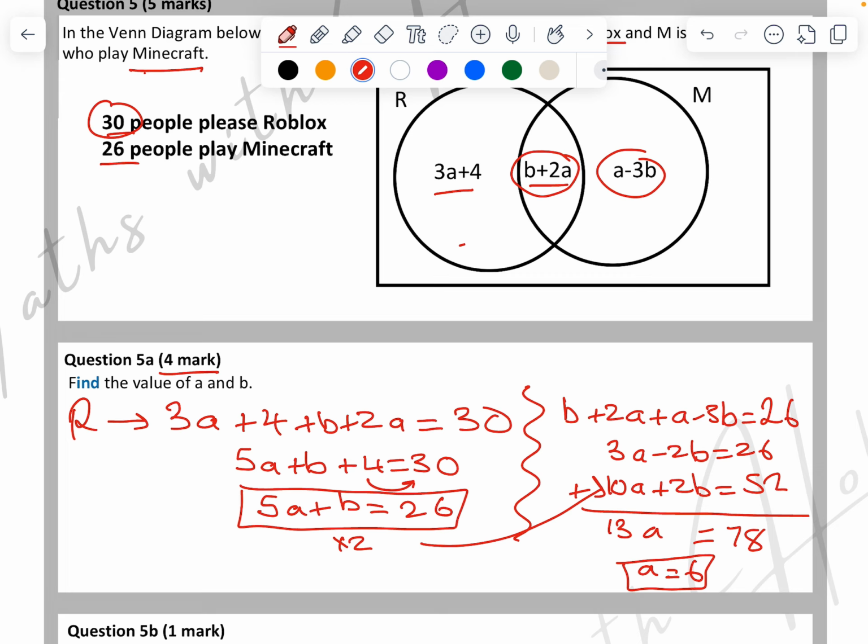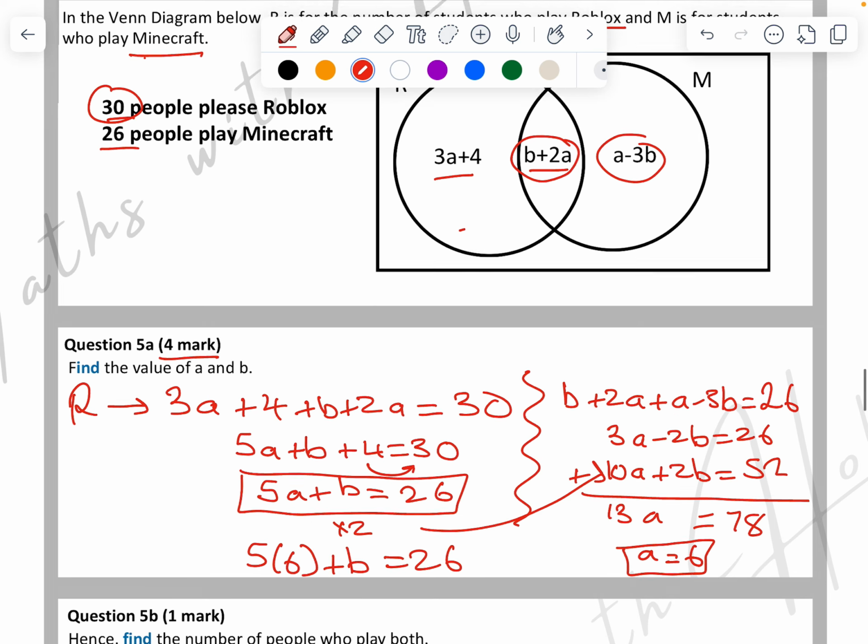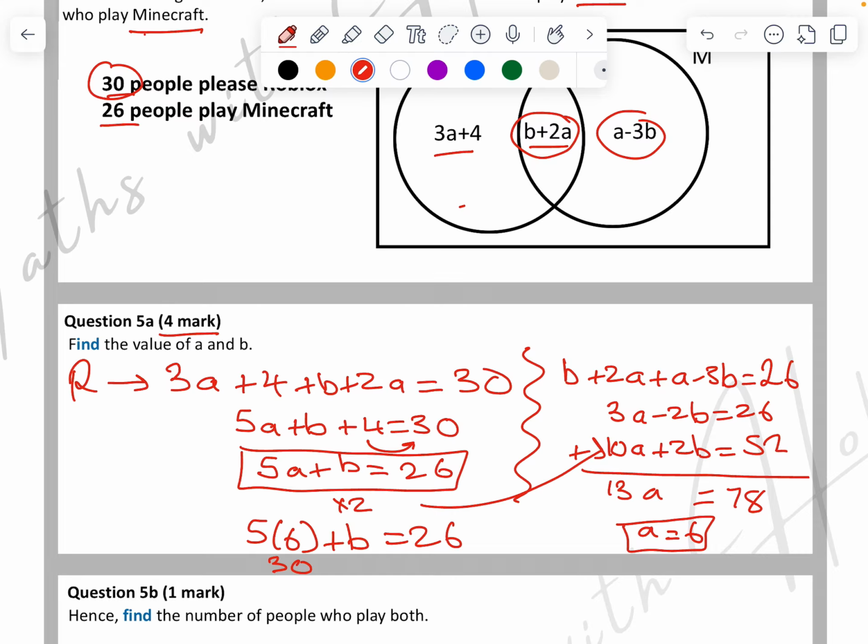So if A is 6, substitute it into any one of these. I'm going to do the first one that I had. So that means 30 plus B is 26. So that means B has to be negative 4.